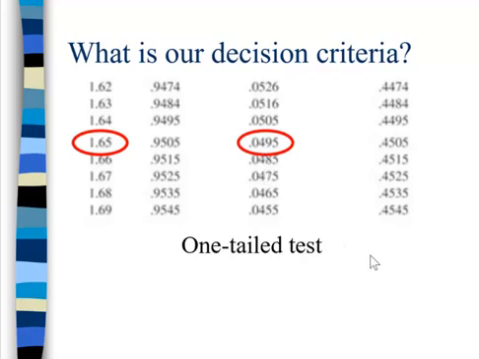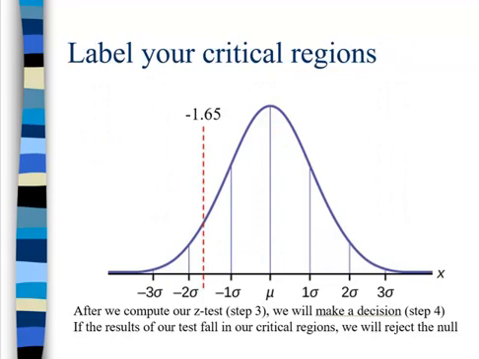So we've done this a couple of times now. The closest value without going over is 0.0495. That gives us a z-score of 1.65 for our critical value, but in reality, we really mean a negative 1.65. So when we compute the z-score, if it falls in this region, we would reject the null, because it's falling within the critical region. But if it falls outside of the critical region, we would fail to reject the null.